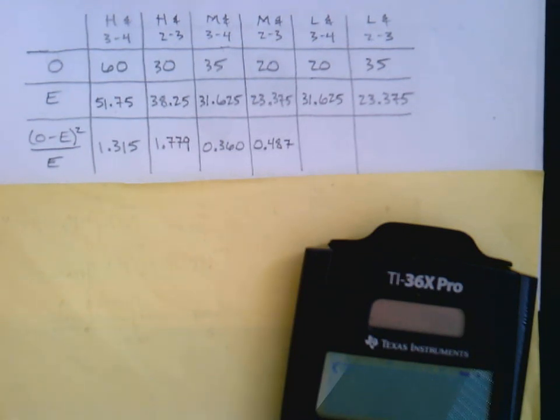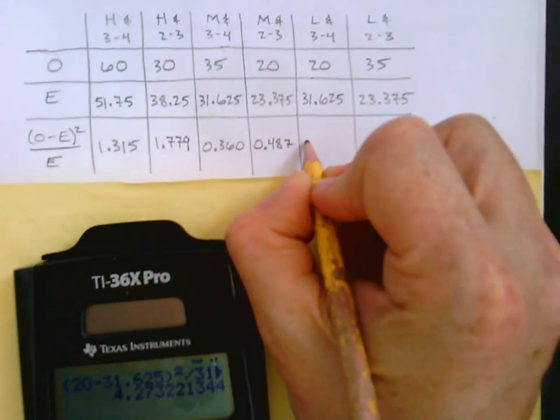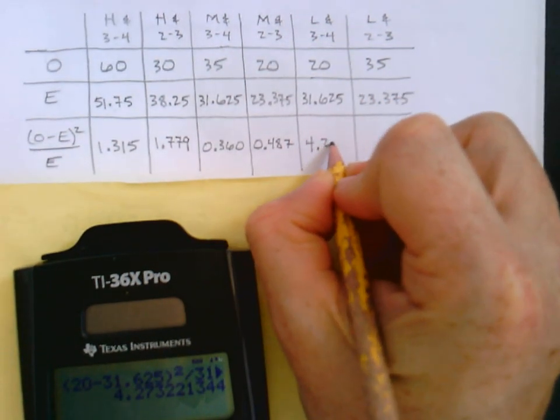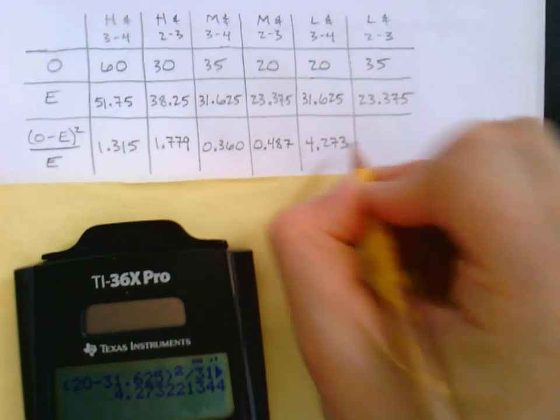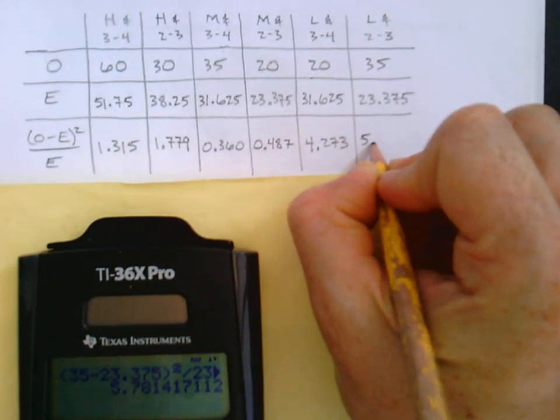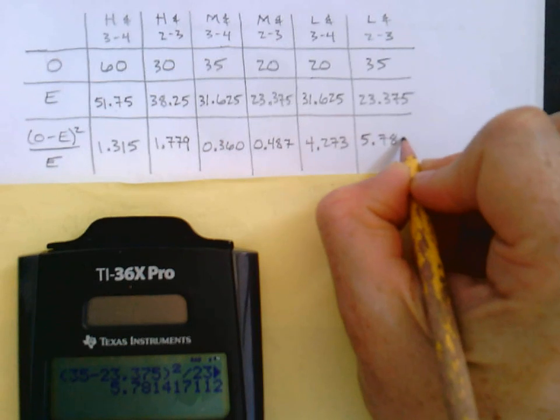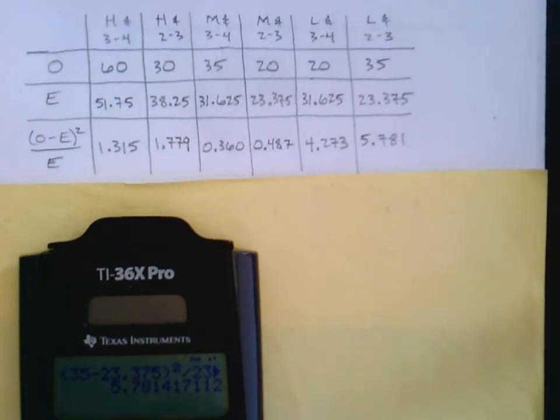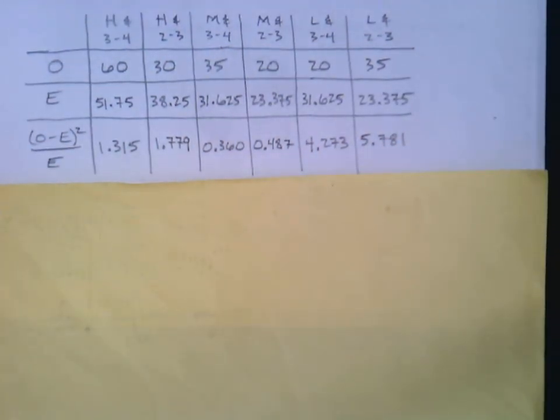Okay, next, this is a bigger one. 20 minus 31.625 squared divided by 31.625. Well, 4.273. And the last one is also pretty big. 5.781. Okay. Hopefully you got the same numbers I did.